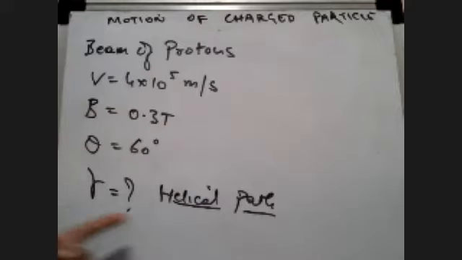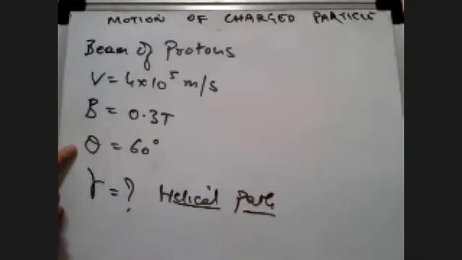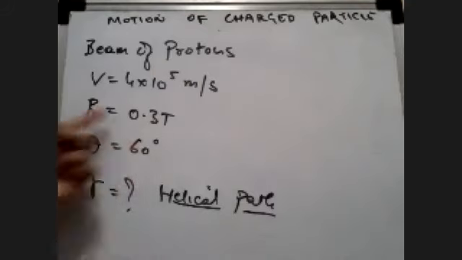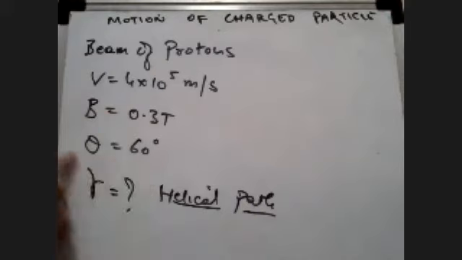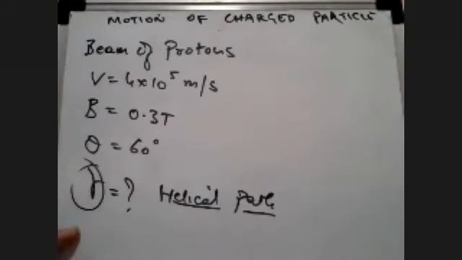In that case, we know that a helical path is generated because the angle is not perpendicular to the magnetic field. The angle is some angle theta, due to which v perpendicular and v parallel are caused. Two components of the velocity vector are caused because of this angle. In that case, a helical path is created, and I want to find out the radius of the helical path. Students, can we go ahead with this? Can you tell me what is going to be our approach?